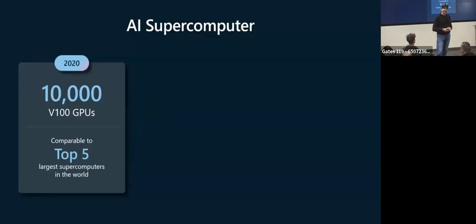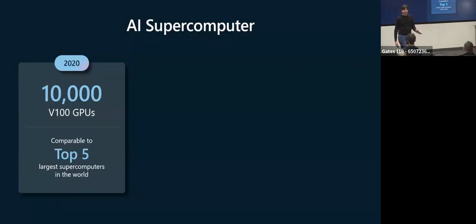And we estimated at that time that if we'd submitted a benchmark on that supercomputer to the TOP500 supercomputer benchmark, we would have been the 5th largest supercomputer in the world. And I'm not saying just in public cloud, but anywhere in the world. Now, 2020 is lifetimes ago when it comes to AI, and we've continued to build next generations of supercomputers.